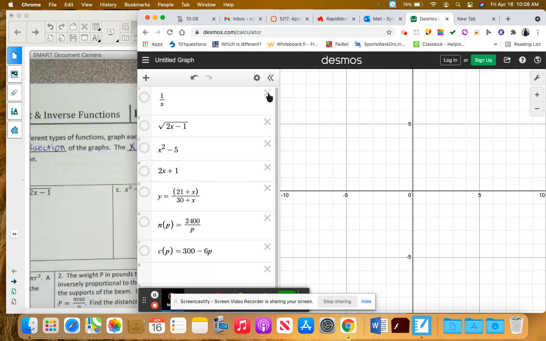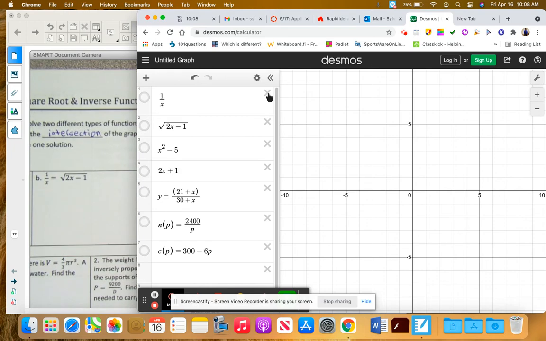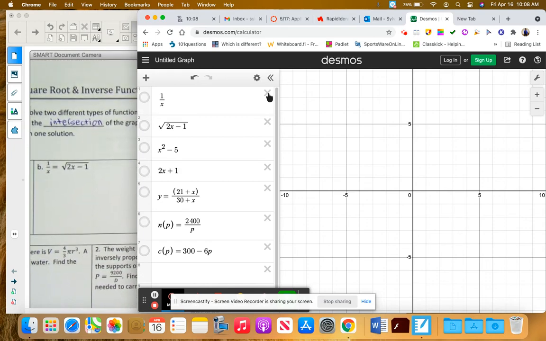So now I'm going to be doing B. On the left-hand side of your screen, you should see B on my note sheets here. So this is the one that we're solving now. I've already graphed in 1 divided by x, and I've already typed in and graphed the square root of 2x minus 1. So let me highlight that. Your solution is where it intersects.